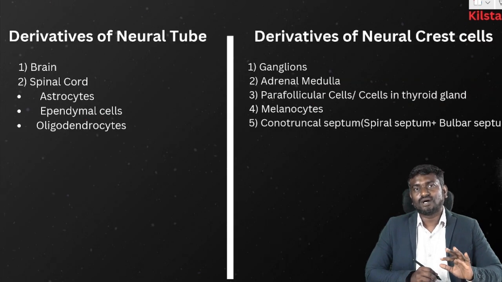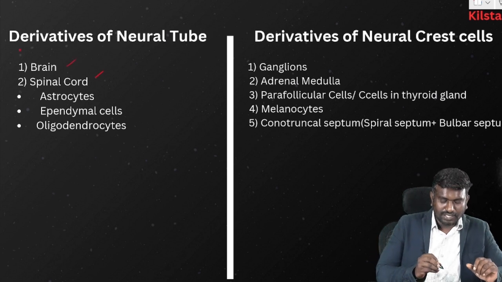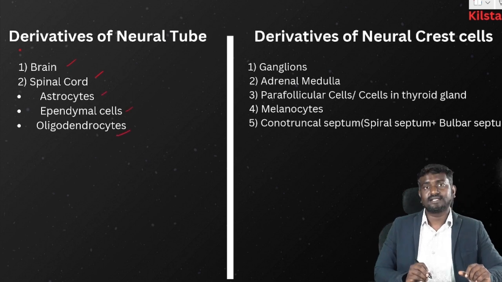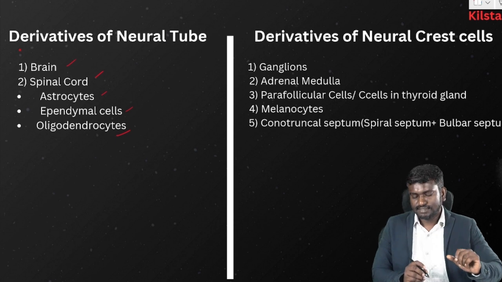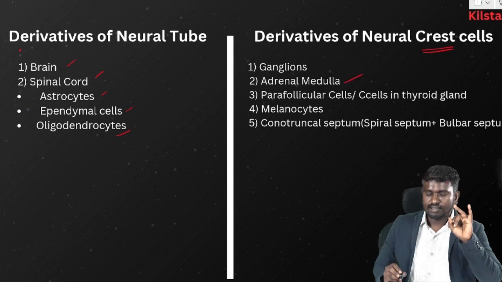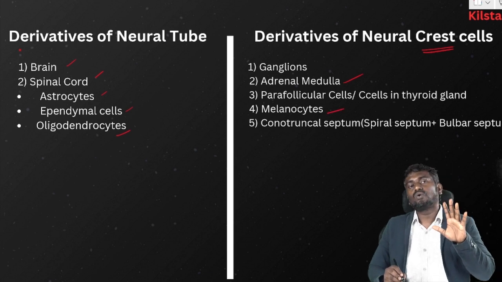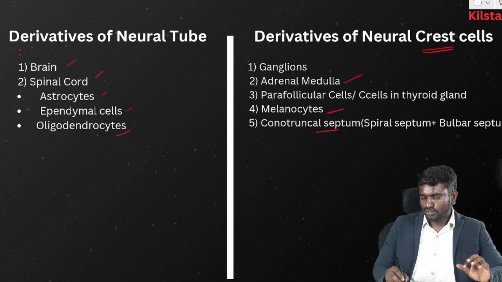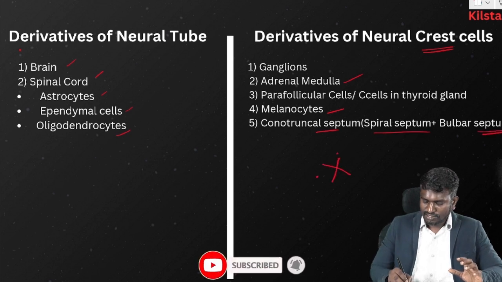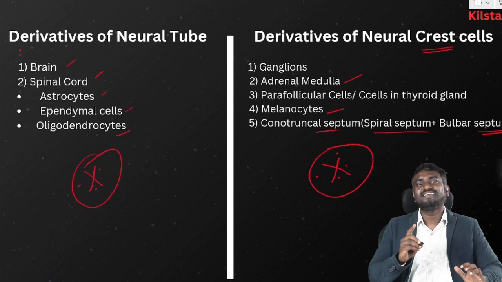What are the derivatives of the neural tube? It's very important. Brain and spinal cord, especially astrocytes, ependymal cells, and oligodendrocytes. You have to remember all these cells. Derivatives of neural crests are going to be ganglia, adrenal medulla, parafollicular cells (C cells of thyroid), and also melanocytes, and the conotruncal septum, which is the spiral septum and bulbar septum. You have to remember the derivatives of neural crests and also the neural tube. Both of these are going to be important.